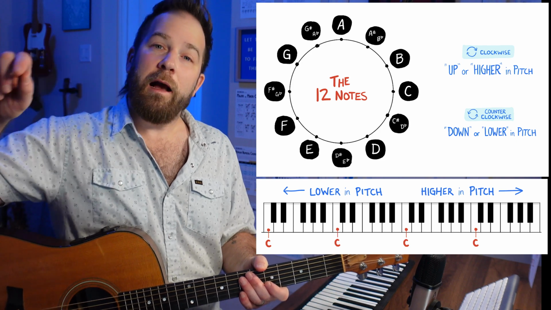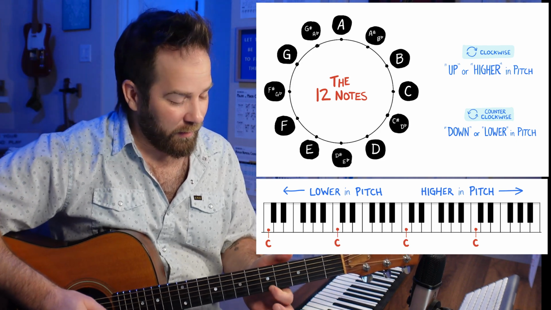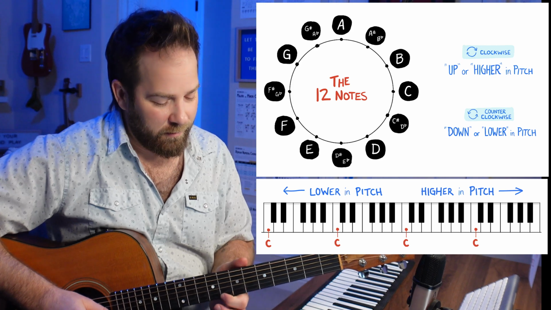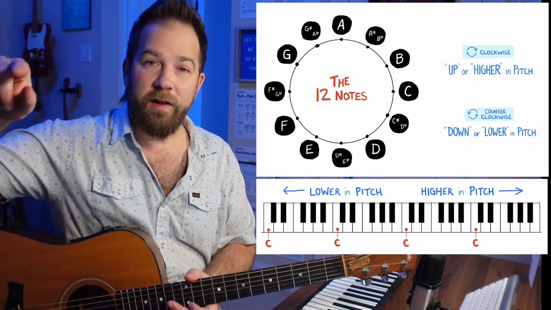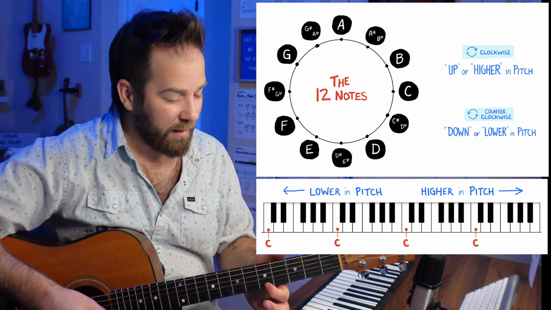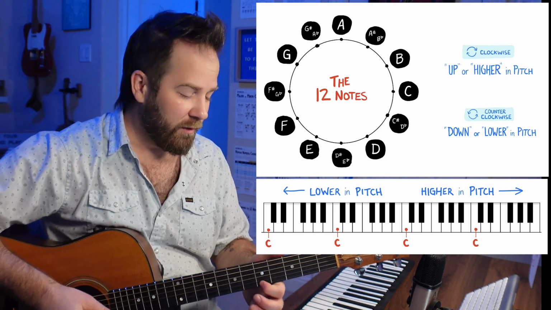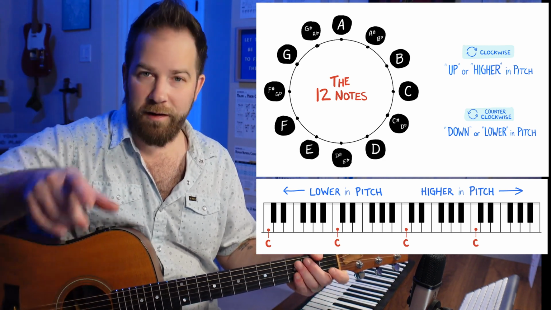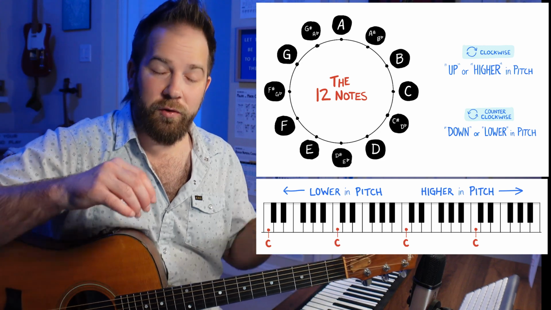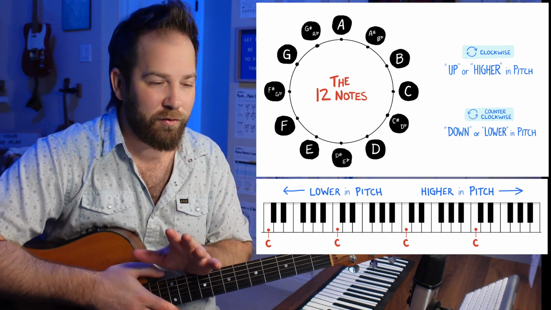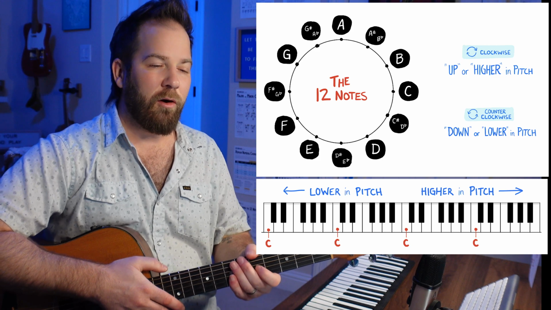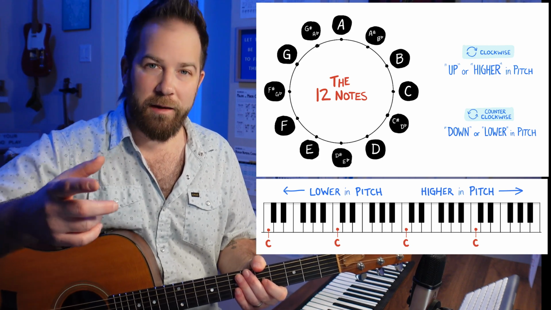And as we go clockwise around the circle, right, we start on A, the pitch is going to get higher. But if we were to start on A and go counterclockwise, right, etc., the pitch is going to get lower. So it's important you understand the idea of pitch and the fact that these 12 notes are always in a certain order and that they repeat, okay?